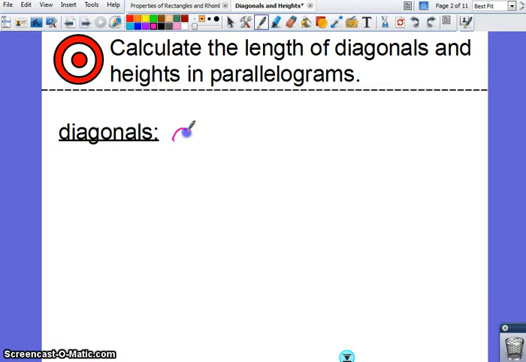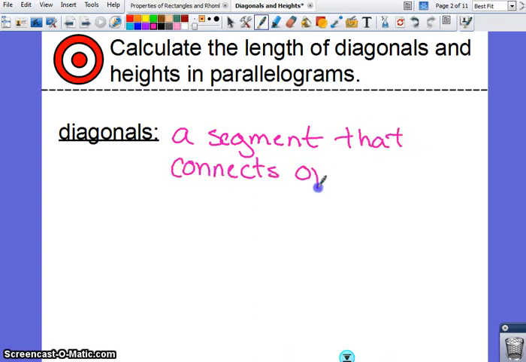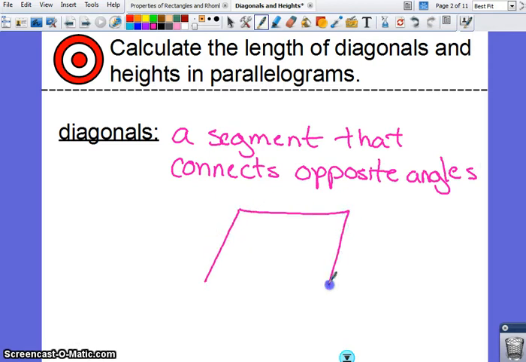So a diagonal is a segment that connects opposite angles. Okay. So, for example, if I have my parallelogram here, this is a diagonal. Okay. So notice that in a quadrilateral, there are 2 diagonals. There's one that goes from these 2 opposite angles, and then there's one that goes between these 2 opposite angles.